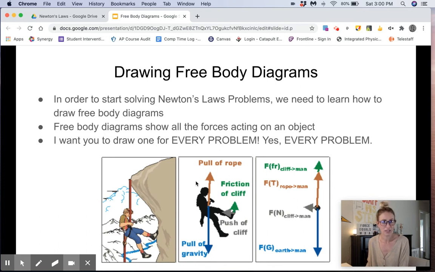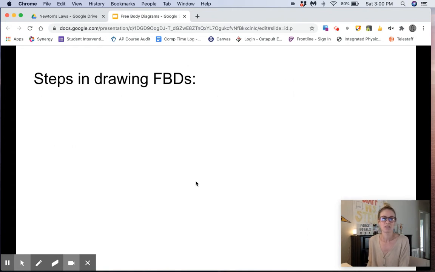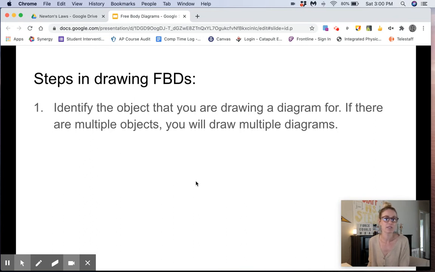Now, I do want you to draw a free body diagram for every single problem you do. Yes, I mean every single problem that involves forces, you will be drawing a free body diagram. So there's some steps here. I have 5 steps to drawing a free body diagram. The first is to identify the object you're drawing the diagram for. If there are multiple objects, you will draw multiple diagrams. So you only want to draw these forces on one object at a time.